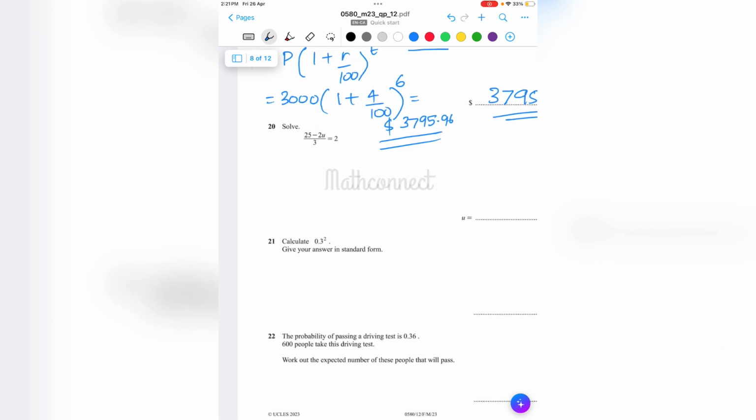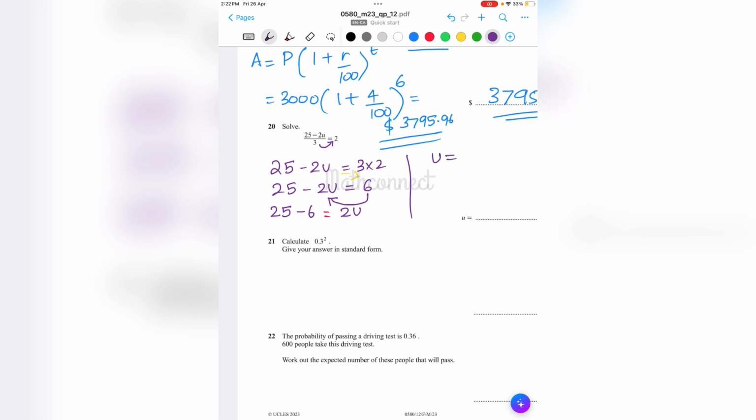Solve 25 minus 2u by 3 equal to 2. The first step we can do is take the 3 to the opposite side. So that will be multiplying. So 3 times 2. So 25 minus 2u equal to 6. Shift the 6 to the opposite side. And that will be 25 minus 6. And at the same time I'm going to shift the 2u to the opposite side. So 25 minus 6 will be equal to 2u, so u is 25 minus 6 divided by 2.